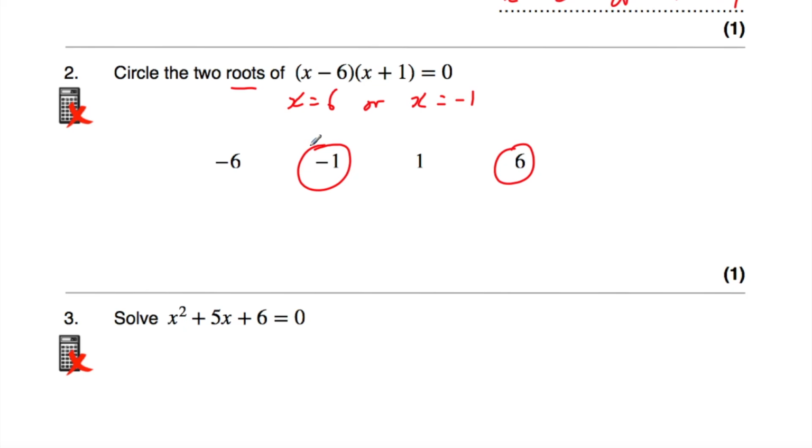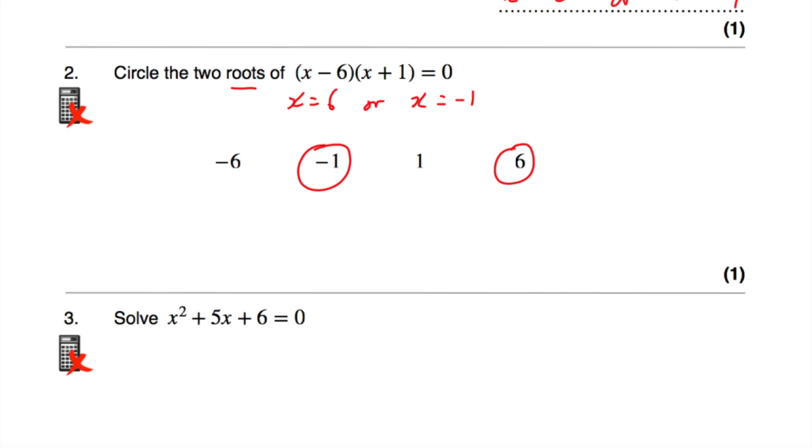And again, we can check those answers. If x is equal to negative 1, you'd have negative 1 take away 6, which is negative 7, multiplied by 0 because negative 1 plus 1 is equal to 0. So negative 7 times 0 is 0. So that's one possible solution. Or the other possible solution is x is equal to 6 because 6 take away 6 would be equal to 0. This bracket would be 6 plus 1 is equal to 7, and 0 times 7 is equal to 0. So there are two possible solutions, or our two roots.